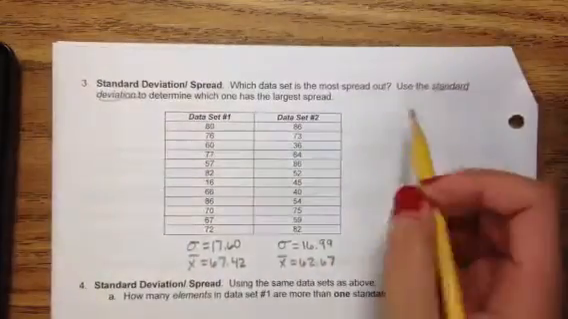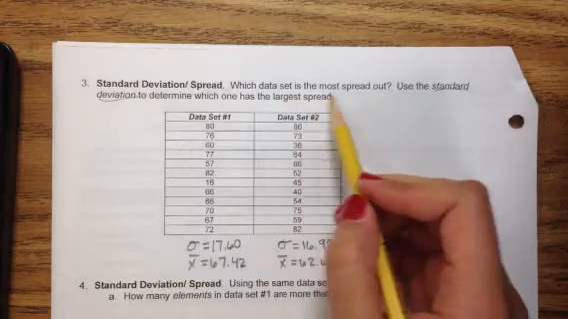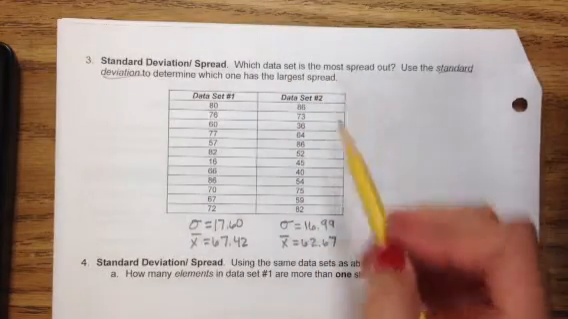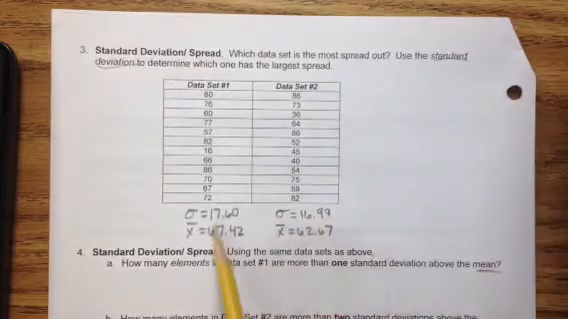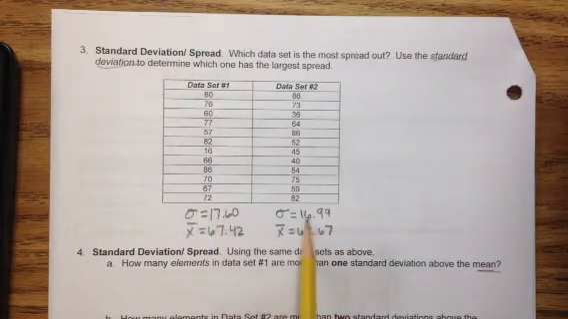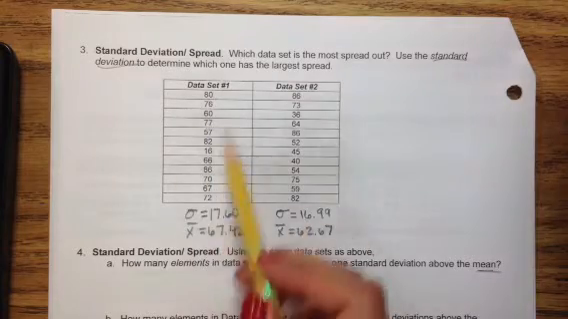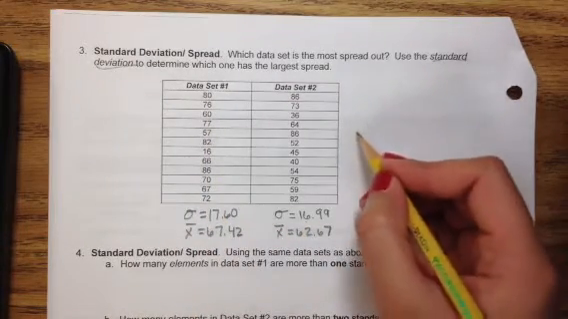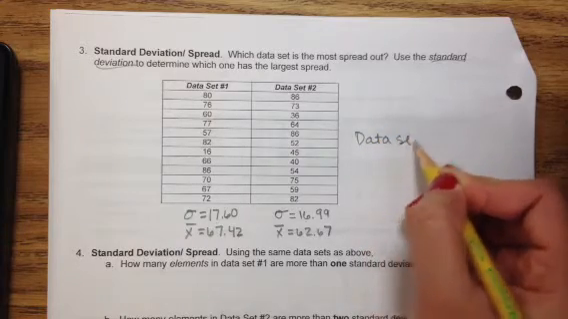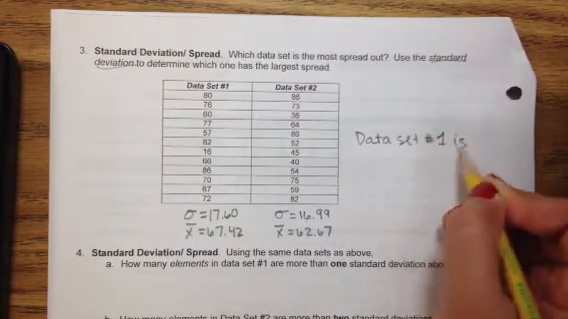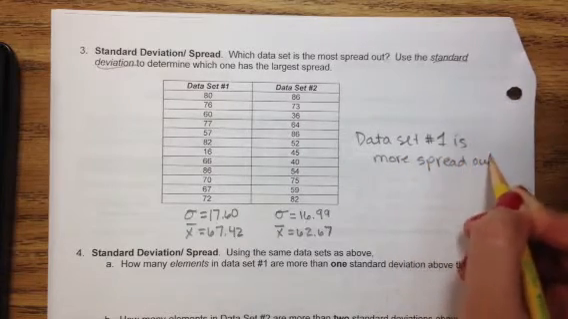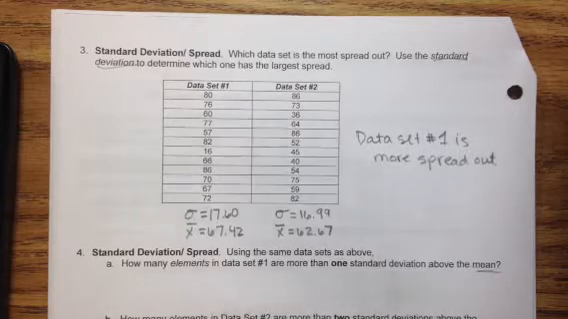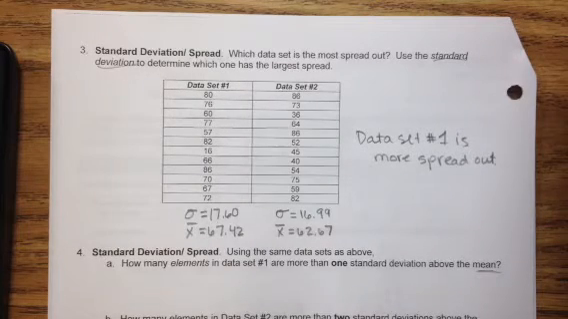Okay. Now let's answer the question. Which data set is most spread out? So remember, the larger the standard deviation, that means it's further away from the mean. That means it's more spread out. So here, 17.60 is larger than 16.99, so that means that data set 1 is more spread out. So data set number 1 is more spread out. Remember, the larger the standard deviation, the more spread out; the smaller, the less spread out it is.